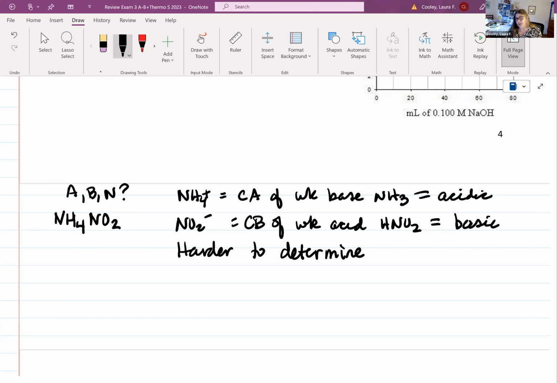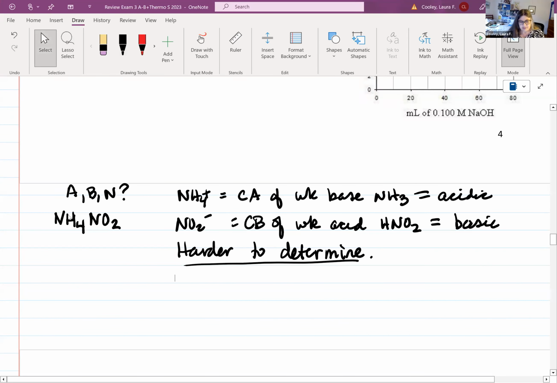What you would have to do is get the Ka of the NH4 plus from Kw over the Kb for NH3, and you'd have to compare that to the Kb of NO2 minus, which you would get from Kw and the Ka of HNO2, but we didn't do that this year. So it's harder to determine because one is acidic and one is basic, and that's all you can really say. So, what else?